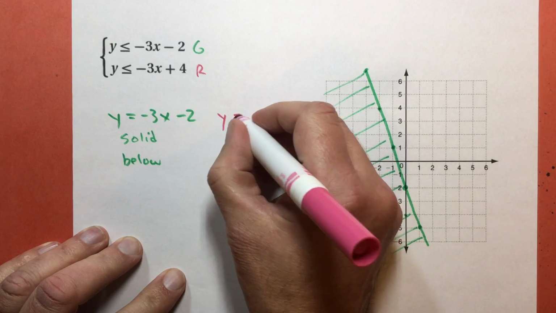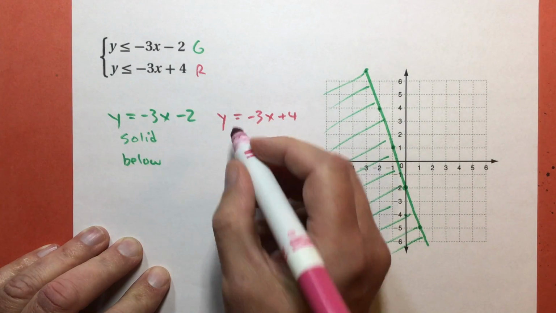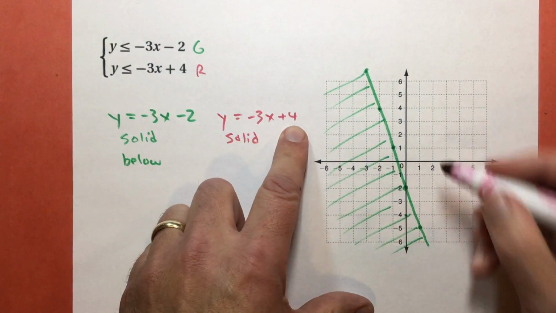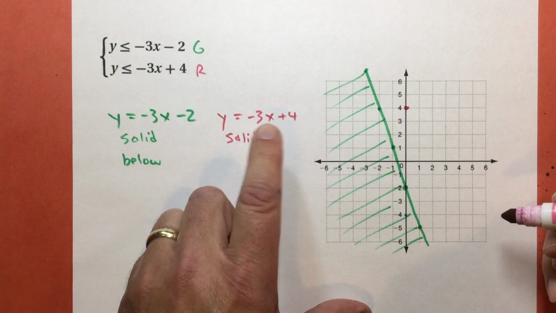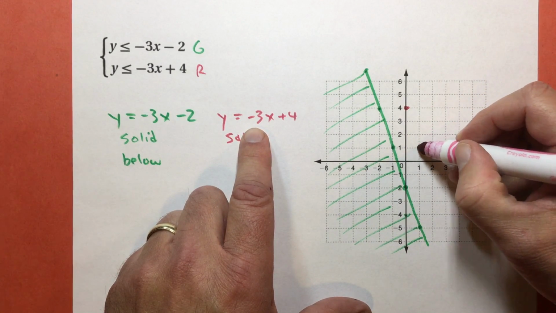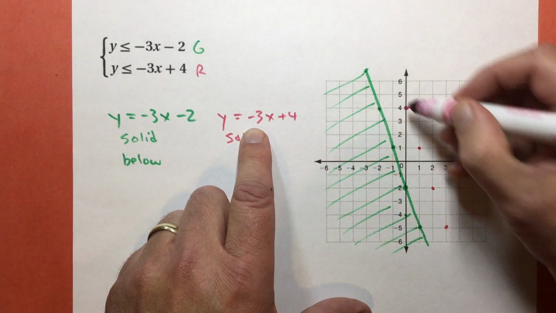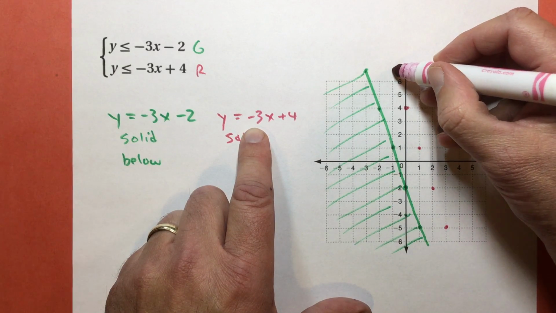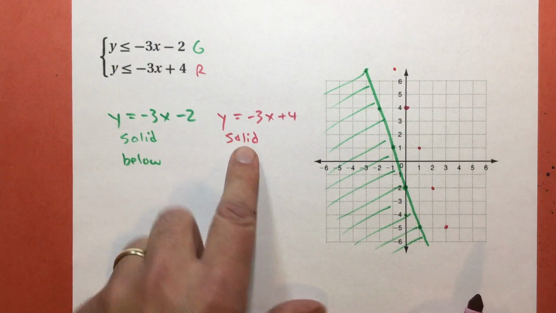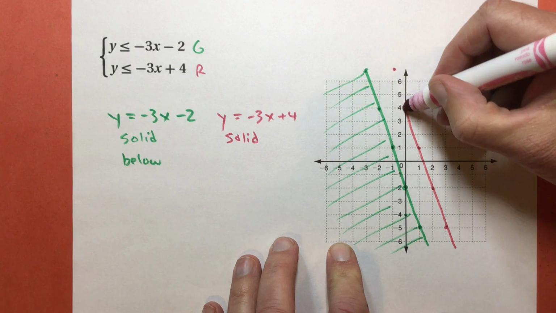My boundary line is y equals negative 3x plus 4, and it will be a solid line again. So my y-intercept is positive 4. My slope is still negative 3, which tells me to go 1, 2, 3 to the right 1, and also 1, 2, 3 up 3, left 1. One more time, I know it's solid, so I'm going to draw my solid boundary line.